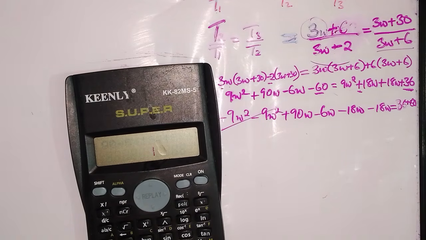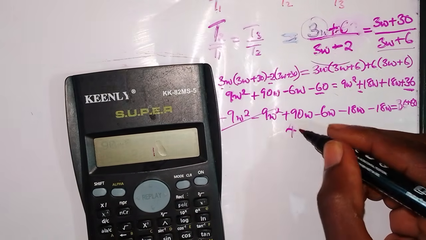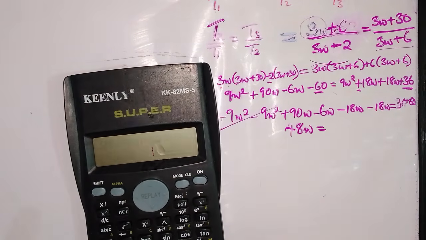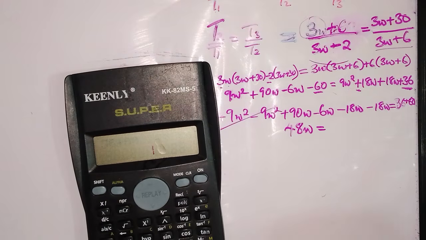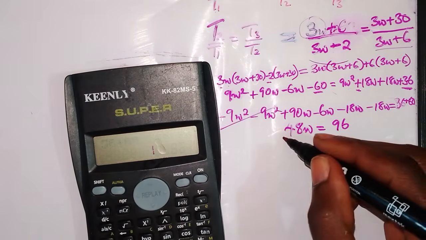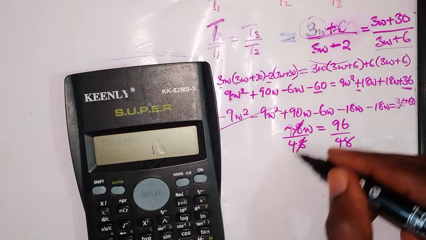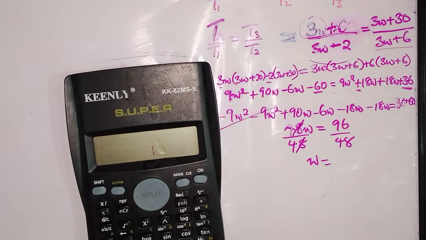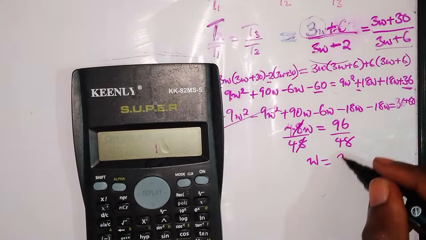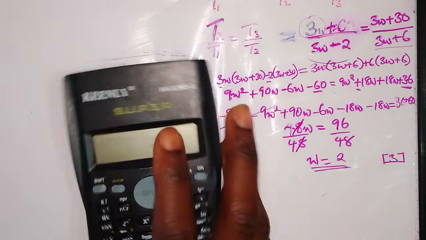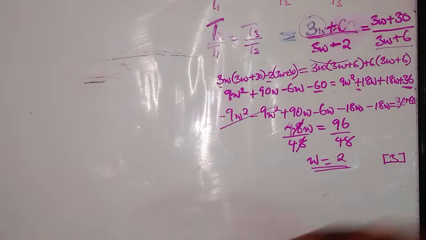48W is equal to 36 plus 60. 36 plus 60, we have 96. Then we divide by 48, we divide by 48, giving our W to be 2, meaning you have gotten your 3 marks. So the first question is quite tricky, but it is simple once you apply the rule.